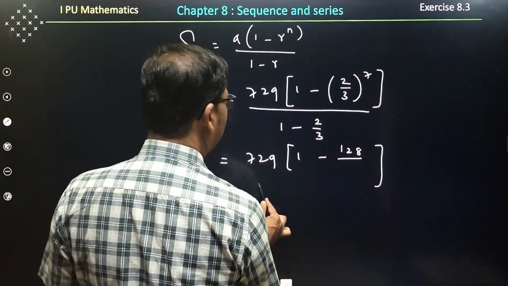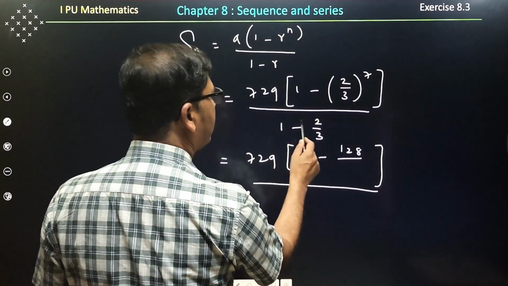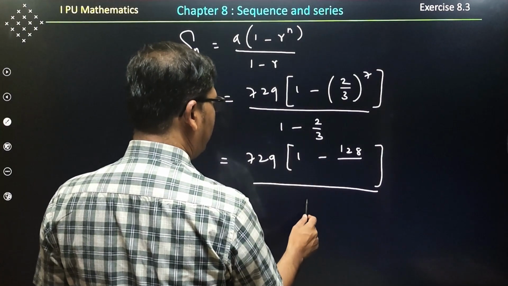Let us simplify. 3 minus 2 is 1 only, so it is 1 by 3.